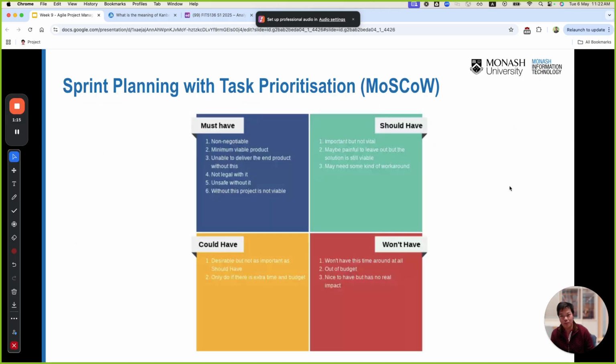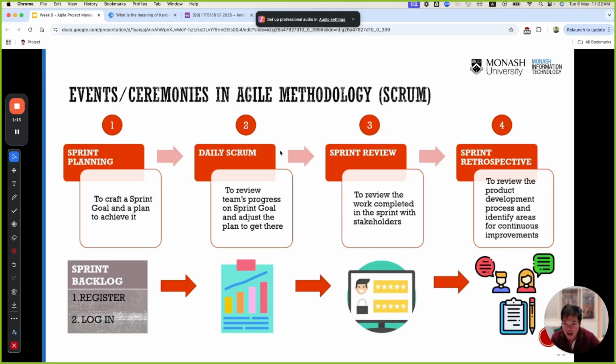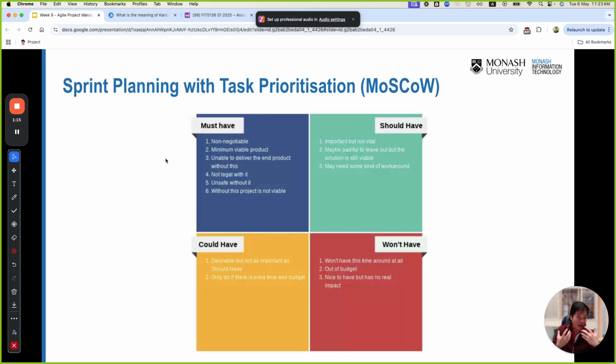Now, I want to move on to the sprint planning. You see, the first step. I know in the real world, the backlog is really long. We have like millions of features that we need to implement. We cannot do everything, but we focus on the value of the product to the customer. Then how can we prioritize it? So we're gonna use the MoSCoW framework as a framework for task prioritization.